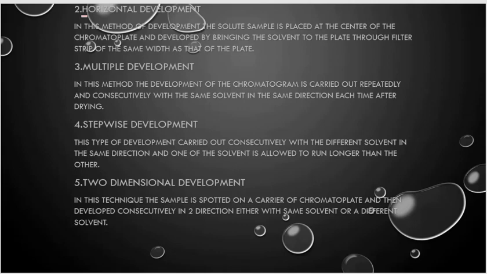The fifth one is the two-dimensional development. In this development, the sample is spotted on a corner of the chromatoplate and then developed consecutively in two directions, either in the same solvent or in different solvents. It doesn't matter, the solvent may be the same or different, but the development should be in two directions, one after another.